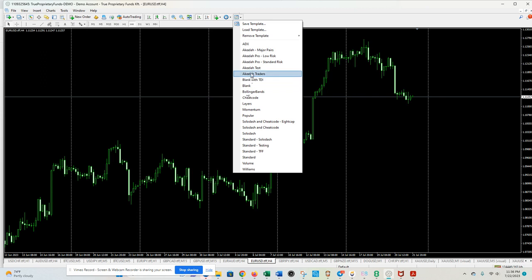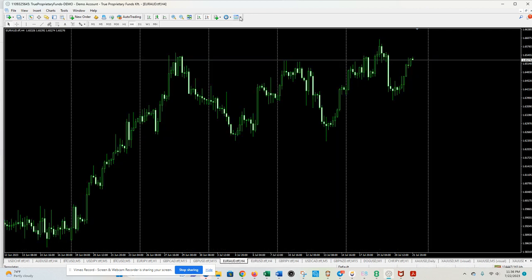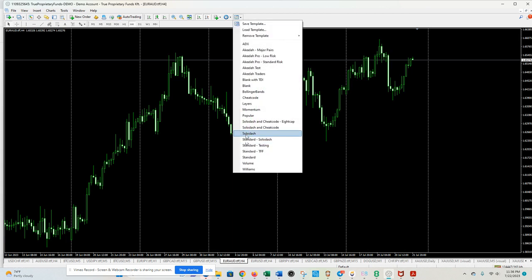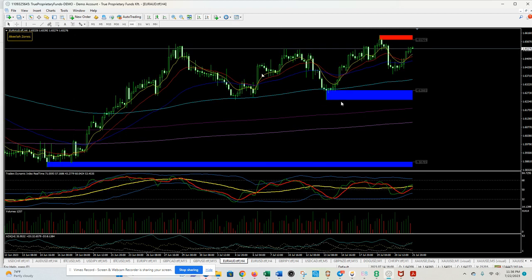If I load my chart on here, this is what the bot would actually see. Around the same time, July 6th, we had several different pairs that we wanted to trade. Euro AUD is another one. Let's find it here. Euro AUD created its zone a little bit later.